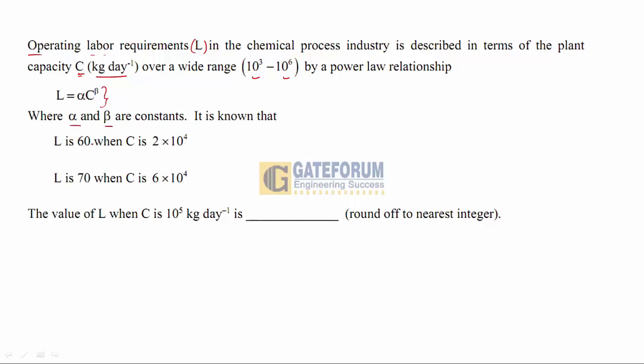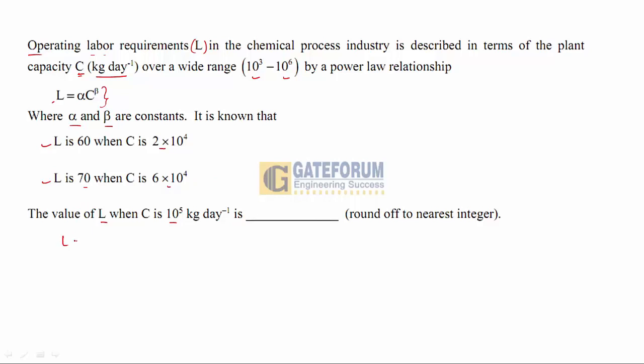And some information is given to us: L is 60 when C is 2 into 10 power 4. Again, L is 70 when C is 6 into 10 power 4. Now we are to calculate the value of L when C will be 10 to the power 5. Actually, it has nothing to do with plant design economics. If a person hasn't studied plant design economics, then also he'll be able to solve this question. Come on, let us solve.